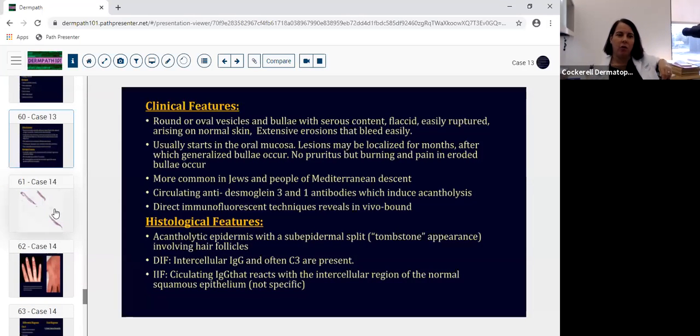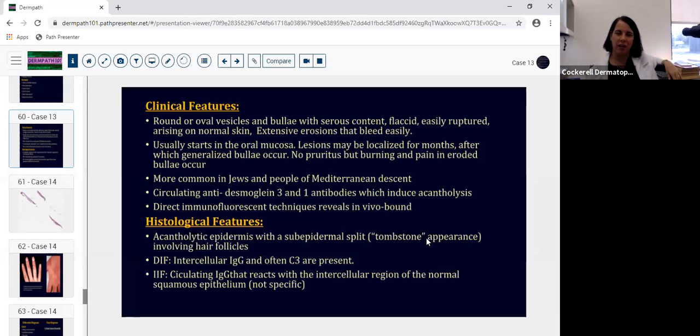Clinical features: round or oval vesicles, bullae with serous content, flaccid, easily ruptured, arising on normal skin. It's more easily ruptured than bullous pemphigoid because that's subepidermal. So compared to what? Bullous pemphigoid, not compared to foliaceus, which you just see more erosions on. Usually starts in the oral mucosa. Lesions may be localized for months, after which generalized bullae occur. No pruritus, but burning and pain in eroded bullae occur. It's more common in Jewish folks and those of Mediterranean descent.